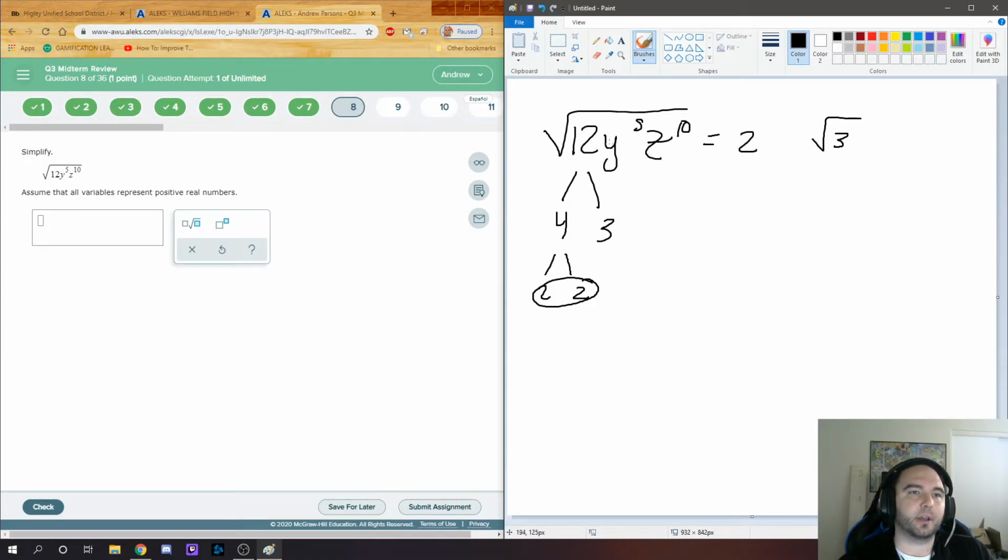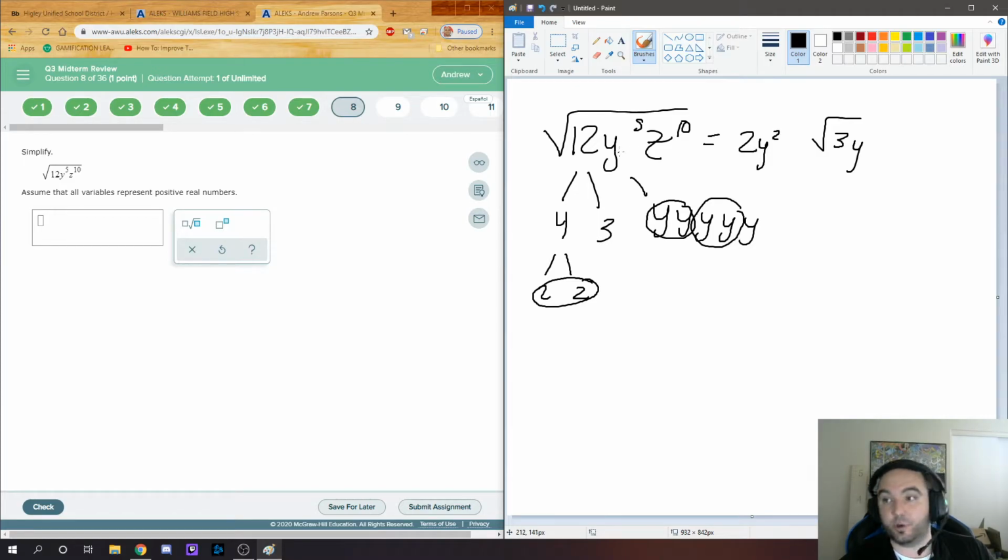Okay, now for the letters. Y to the 5th. So I want to visualize this one by showing you the y's. If I draw 5 of them, you'll notice there's 2 pairs. So I can put y to the 2 out here. And then there's one unused one that goes on the inside. If we're doing what I was doing on the last problem and thinking to myself, how many times does 2 go into 5? Well, it goes in twice, right? With a remainder of 1. Hence, y to the 2 on the outside, regular y on the inside.